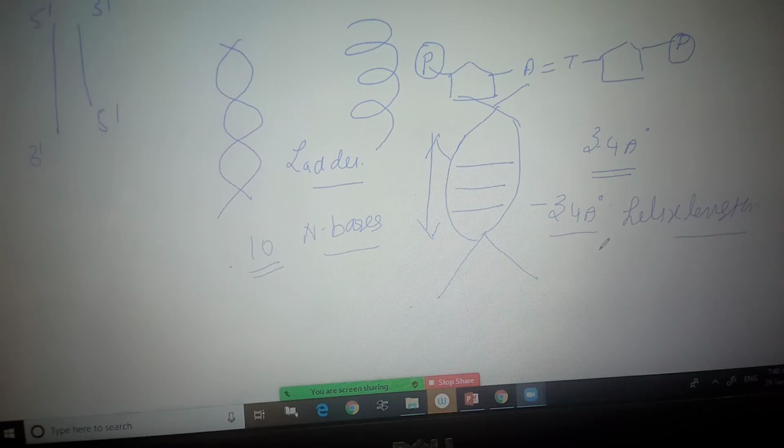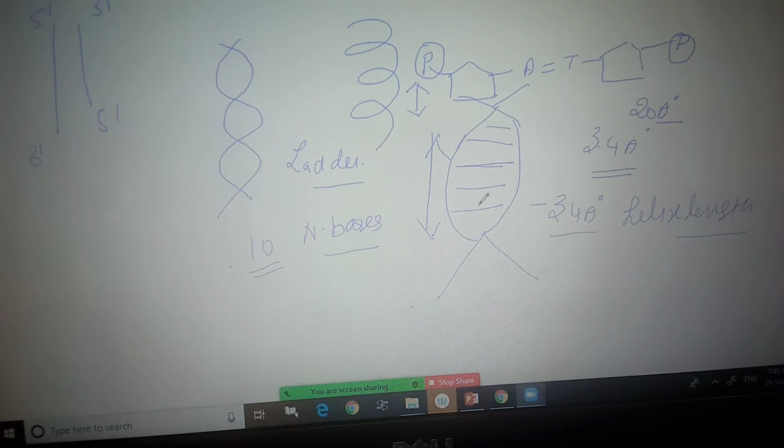What is the diameter of a DNA molecule? The distance between the phosphates of the two strands is 20 angstrom. Each step of ascent is represented by a pair of bases.